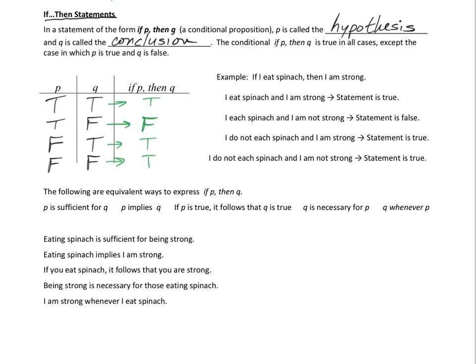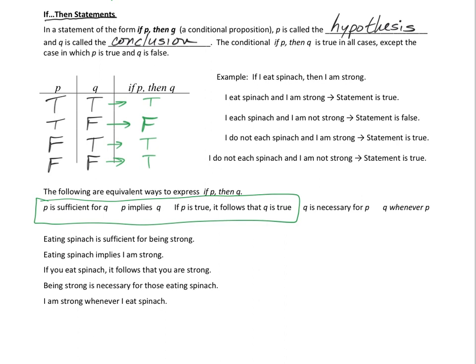Now, in addition to these conditional statements being read if P then Q, or if I eat spinach then I am strong, there are many other ways to show a conditional relationship. P is sufficient for Q. This is another way to say if P then Q. P implies Q. This is another way to say if P then Q. If P is true, it follows that Q is true. And these three all follow the same order. P comes first, Q comes second.